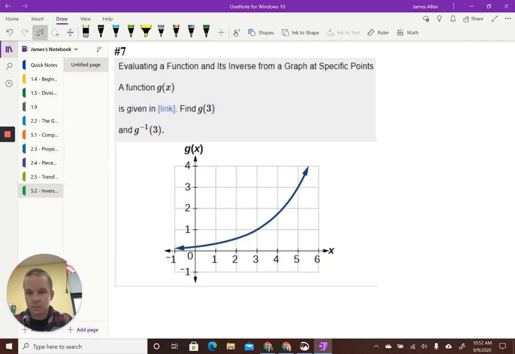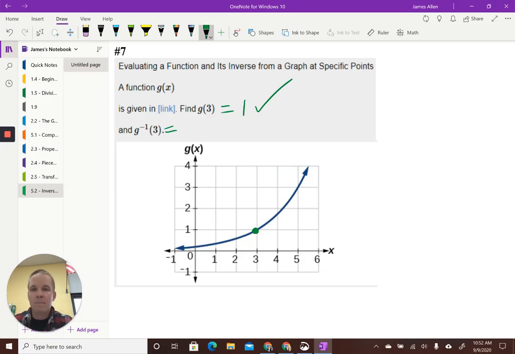Cool. Moving on. So now we're going to evaluate a function and its inverse from a graph at specific points. Okay, so we have g of x graphed here. This is an exponential growth function, if you remember your parent functions, which we've reviewed. Let's see here, find g of 3. Well, g of 3 is just going to be right here, which is 1. So g of 3 is equal to 1.